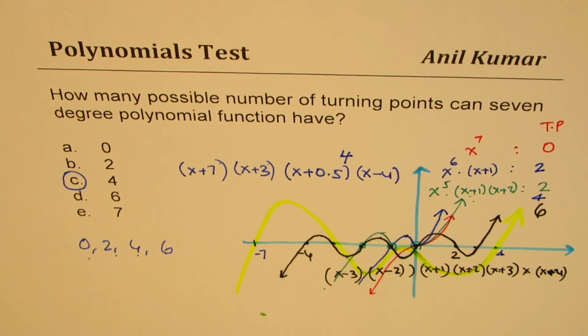I'm Anil Kumar, and I hope that helps you to understand this concept. And with the help of this example, I've also shown you how to write factors and how to get a graph for a 7 degree polynomial function having different numbers of turning points.